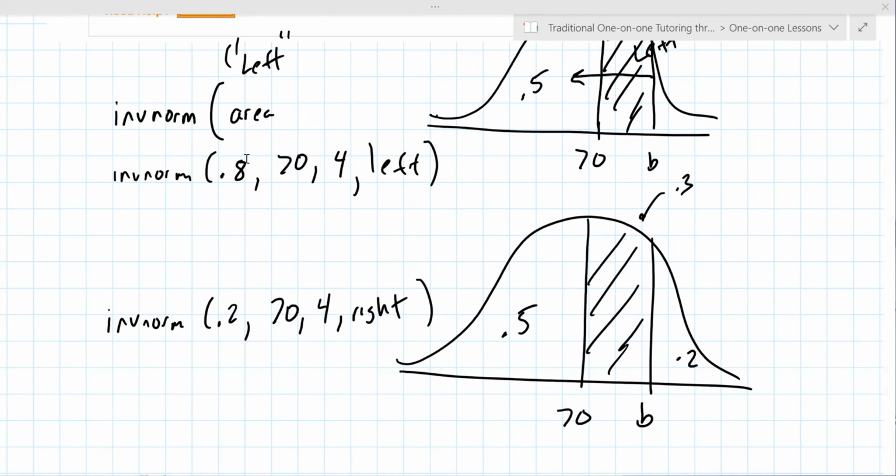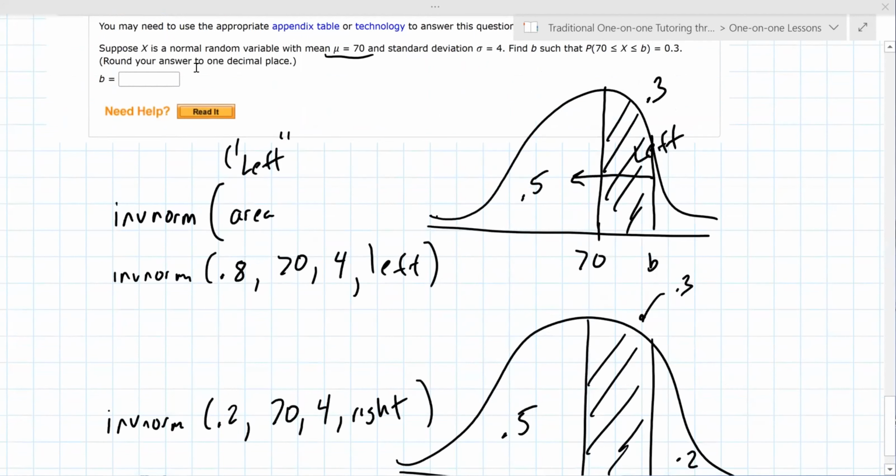So let me know if you need me to check your number, but go ahead and enter it. Gotcha. Got it. Perfect. All right, so number 5. Number 5 is really similar.